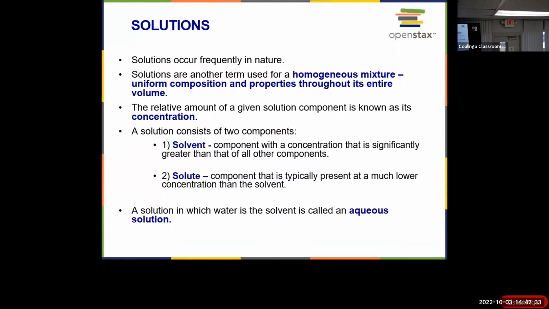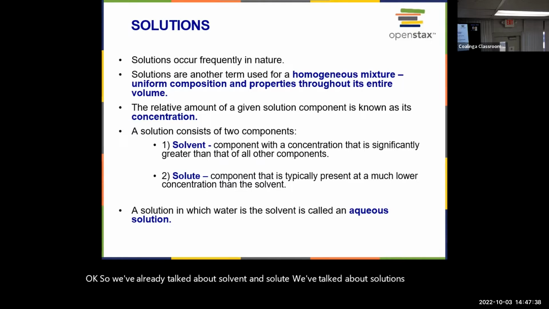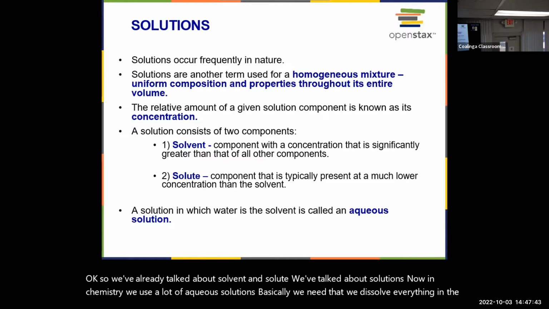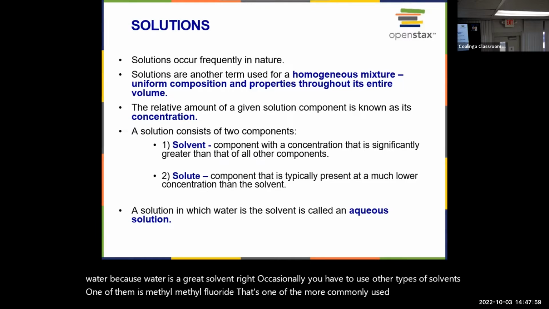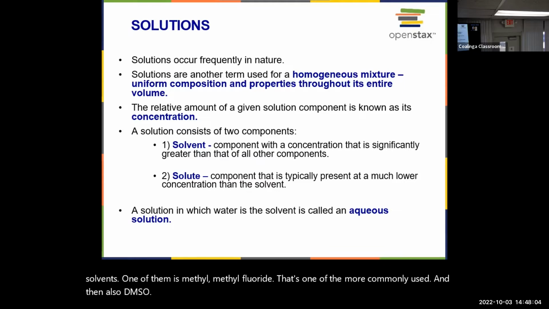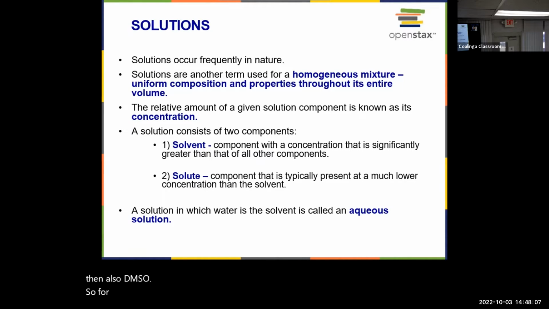Okay, so we've already talked about solvent and solute, and we've talked about solution. Now, in chemistry, we use a lot of aqueous solutions, basically meaning that we dissolve everything in water, because water is a great solvent. Occasionally, we have to use other types of solvents. One of them is methylene chloride, which is one of the more commonly used. And then also DMSO, dimethyl sulfoxide. So we'll talk about that a little bit.